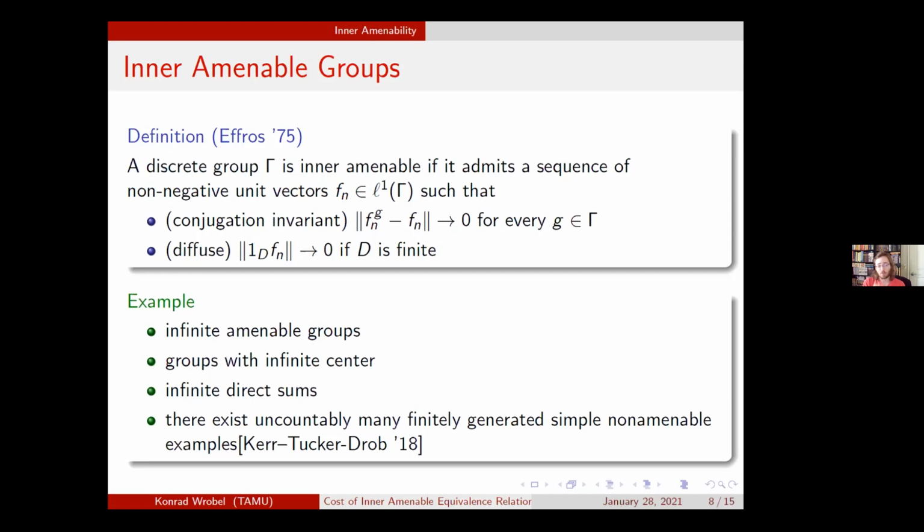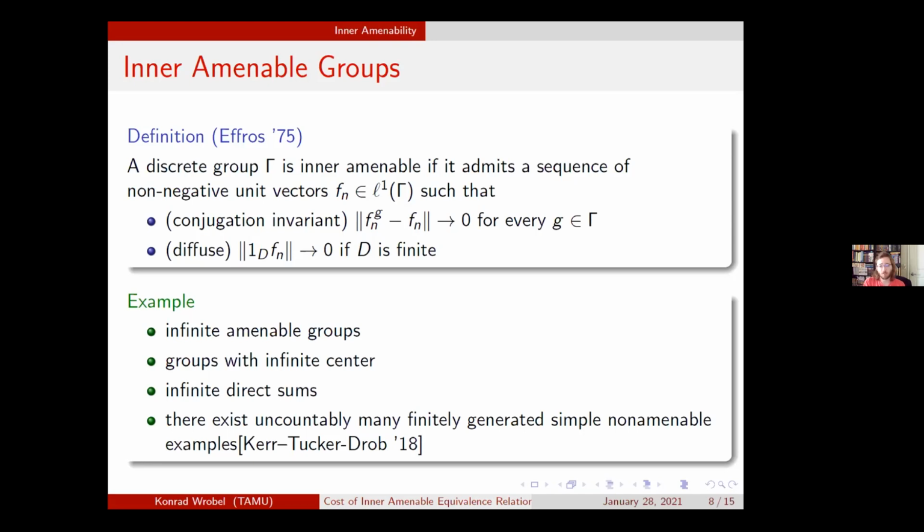So examples of inner amenable groups: there exist plenty of examples, but the primary ones come from amenability. If you have an infinite amenable group, then you don't just have a sequence of unit vectors that's conjugation invariant, you can actually come up with a sequence of unit vectors that's bi-invariant, invariant under the action on the left or the action on the right. Of course, this will be diffuse in that case.